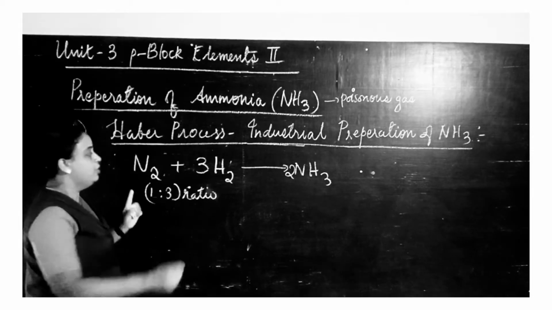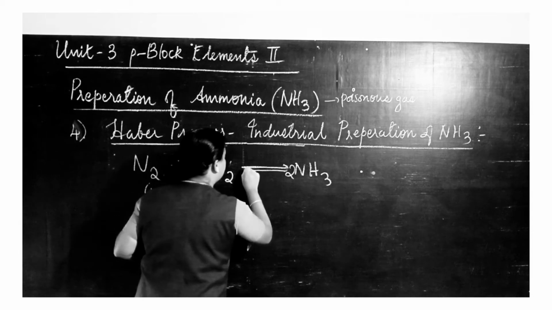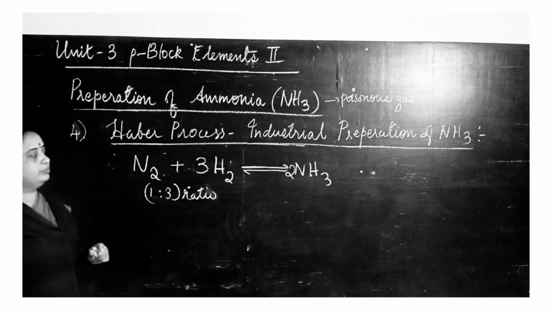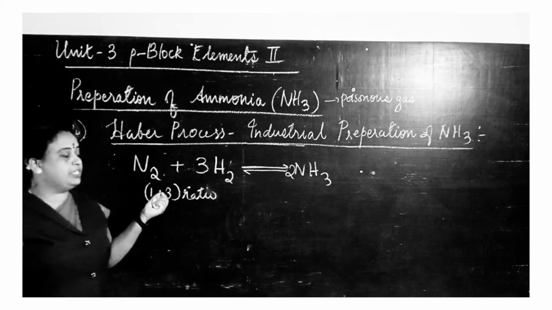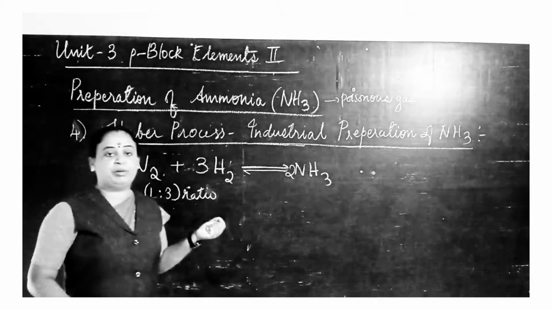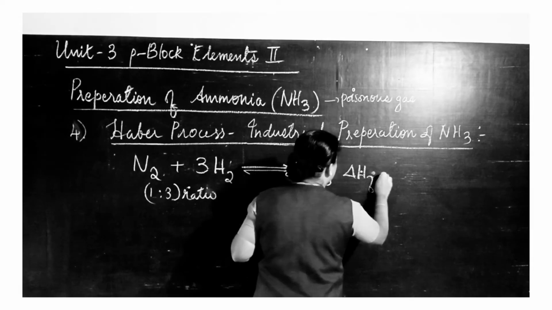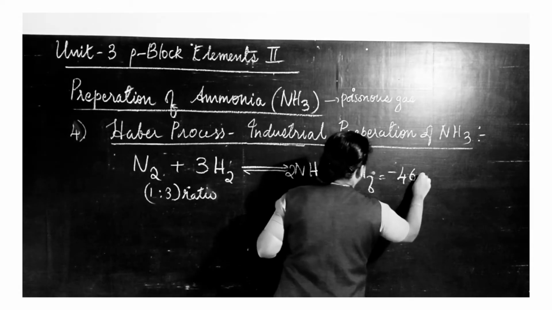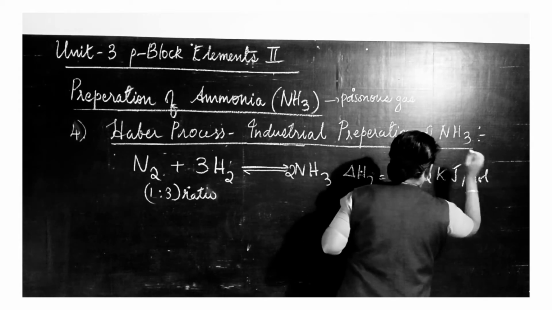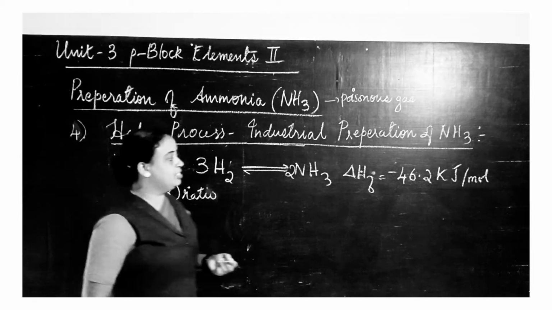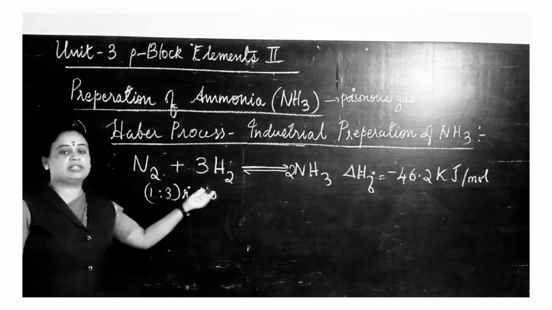So fine. So this reaction is an equilibrium reaction. Yes, so the energy required for the formation of this ammonia, the enthalpy of formation, is ΔH equal to minus 46.2 kilojoule per mole. So this much amount of energy is required for the synthesis of ammonia from nitrogen gas and hydrogen gas.